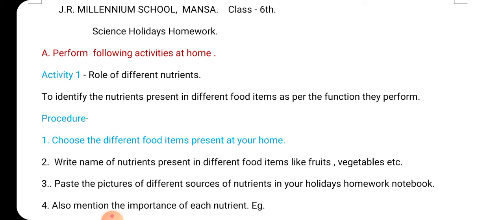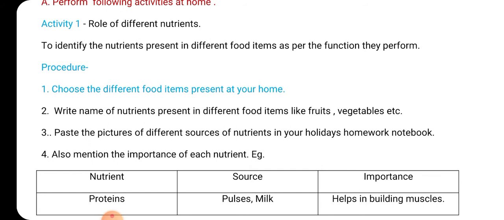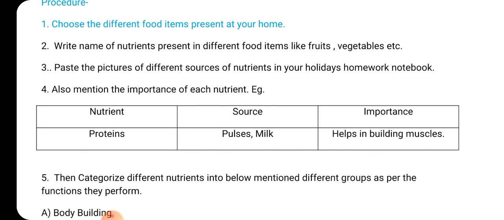In this activity, firstly you have to choose some different food items that are available at your home. After that you will write down the names of the nutrients present in those food items. Clear everyone? Now the third thing is, you will paste the pictures of the different food items that you have chosen from your home, or you can say different sources of nutrients. You can do all these things in the form of a table, and I have given you one example over here.